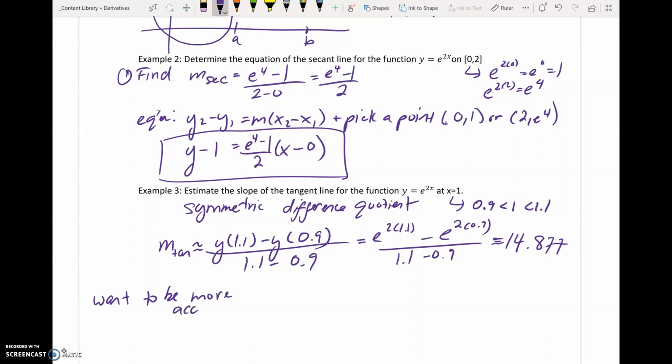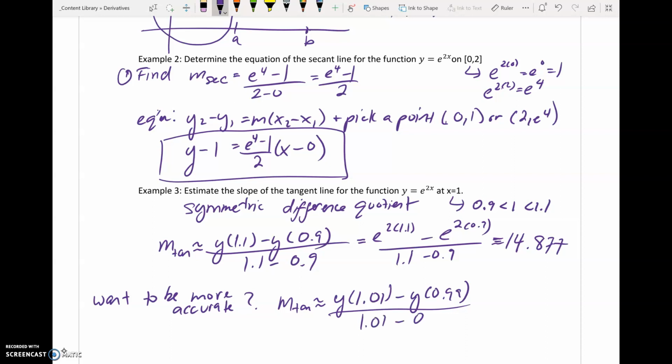Now, if you want to be more accurate with what we're using now, we can just pick a different interval, but just be even closer to 1. So I'll just do one more extra example with you here. We could have used y of 1.01, which is even closer than 1.1. And then we could have used 0.99, which is even closer to 1.